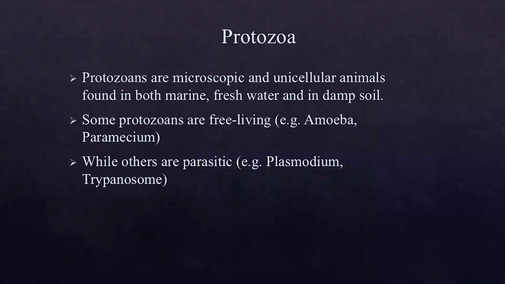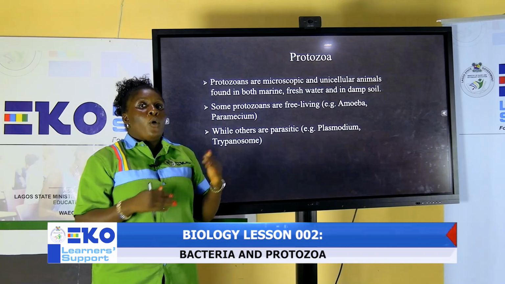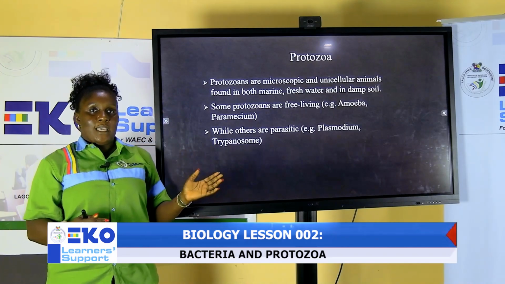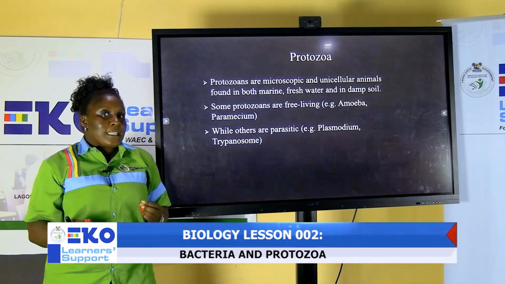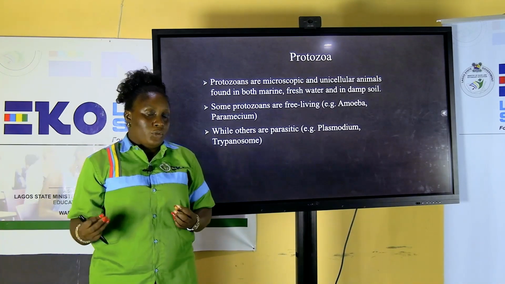Protozoa are free living. When we say something is free living, that means they are independent. They can feed on their own. They don't need to depend on other organisms. While some are parasitic. When we say organisms are parasitic, it means that they depend on other organisms for food.